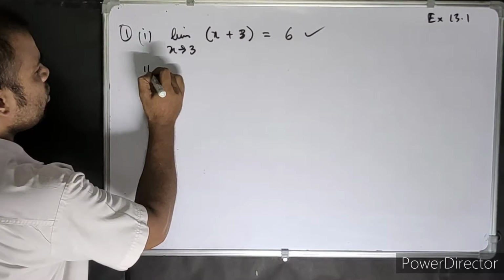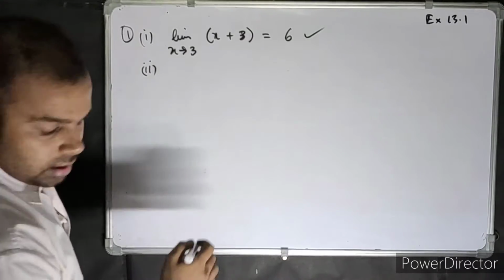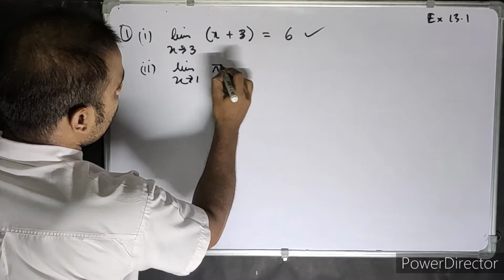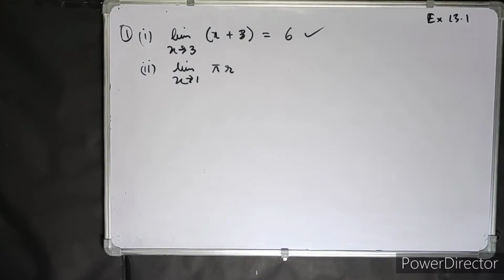Part 2 is another easy one. That is limit x tends to 1 of pi, what is that? Pi r square.